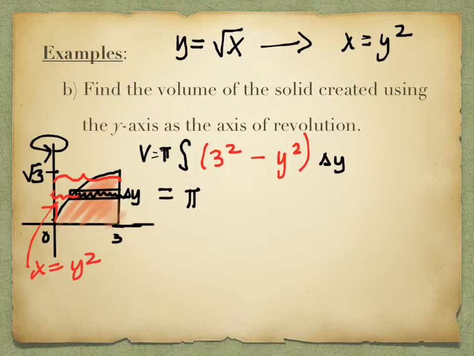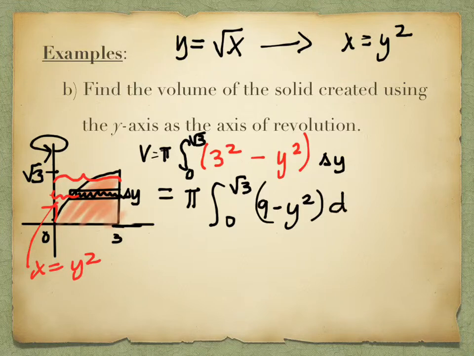So we have pi. Oops, I didn't put my limits of integration. What are my limits of integration here? 0 to square root of 3. Why square root of 3, Cameron? Yeah, it's because we're doing everything in terms of y, yeah? So it's the y-axis that tells me my limits of integration. All right, so we're going from 0 to square root of 3 of 9 minus y squared dy.